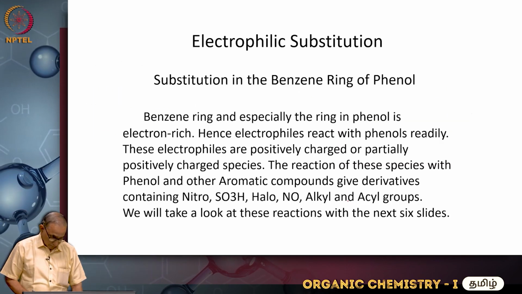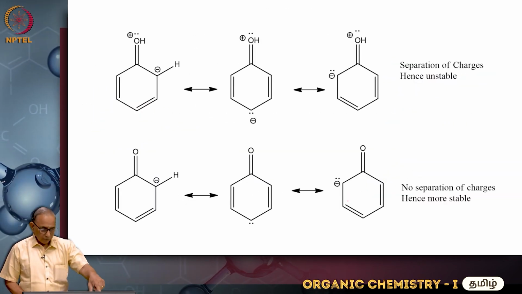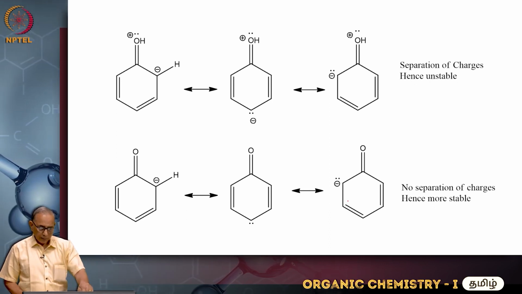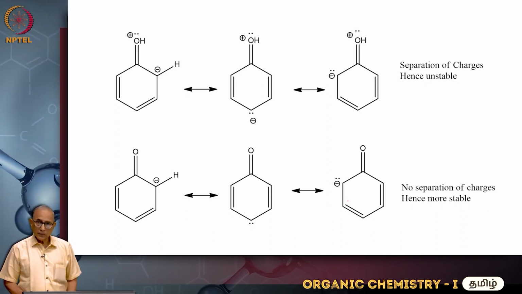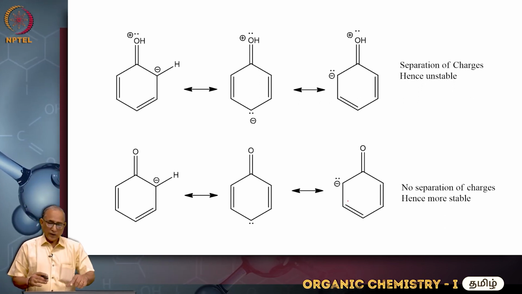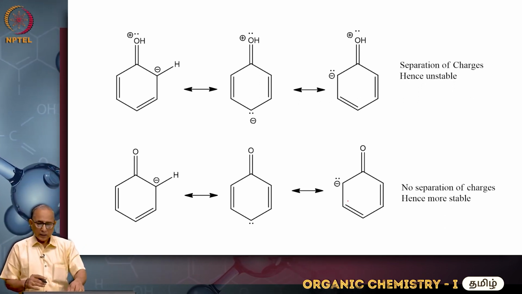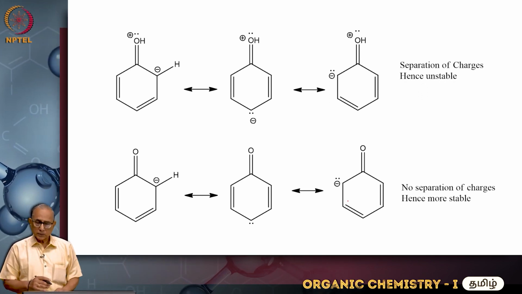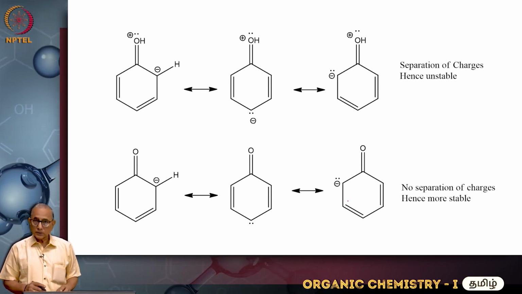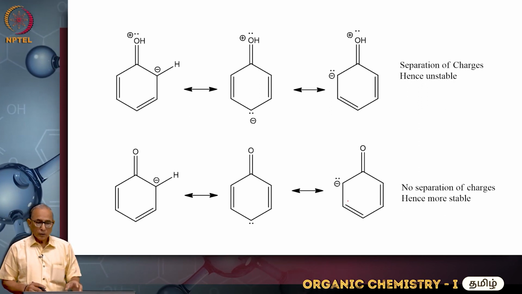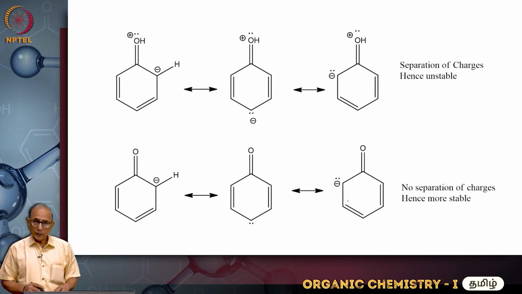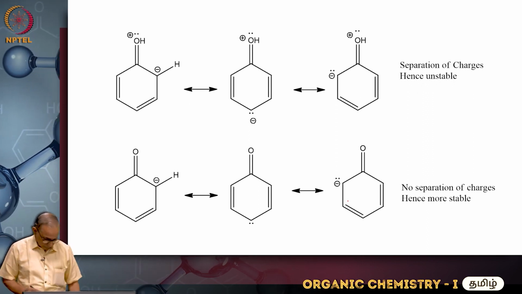Let me show you. When you put the phenol, there is a negative charge in the ortho position, para position and the other ortho position. So, when E plus attacks, you will find that E plus attacks either of the two ortho positions or both ortho positions and the para position. So, you will get attachment of the E plus at the para position and the two ortho positions.